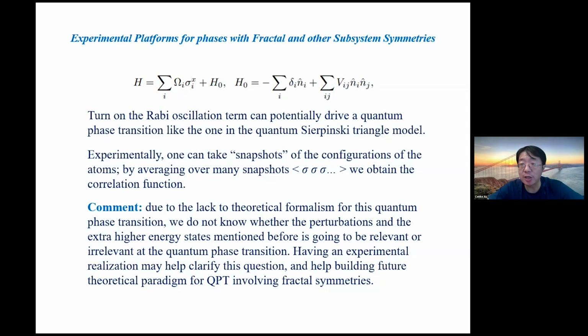So here, we don't know whether this UV breaking, or the high energy states which break the fractal symmetry, is going to be relevant or not as a quantum phase transition. Frankly, we don't even know whether this quantum phase transition is continuous or not. There's some numerical evidence that it's continuous, but it's still an open question, I think.